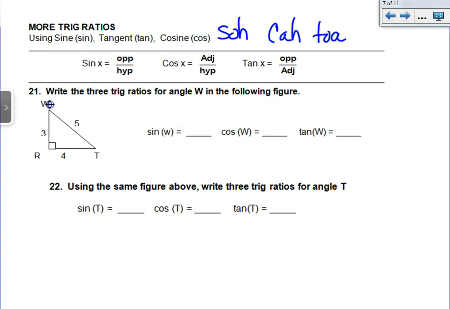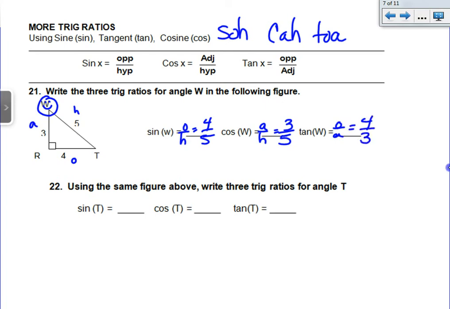So sine of w, this is your point of reference at w. Sine's formula is opposite over hypotenuse, so when I look at my triangle, this is opposite and this is hypotenuse, so his sine ratio would be 4 over 5. The cosine ratio is adjacent over hypotenuse, and he's adjacent to w, so that would be 3 over 5. And then the tangent of w would be opposite over adjacent, which of course is 4 over 3.